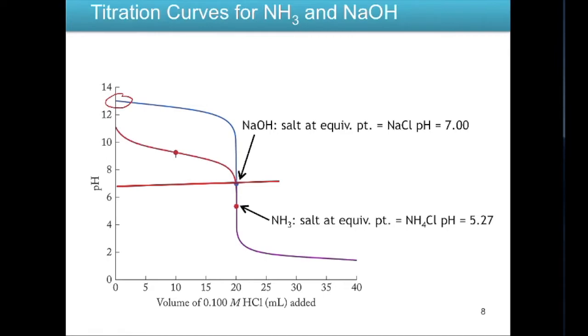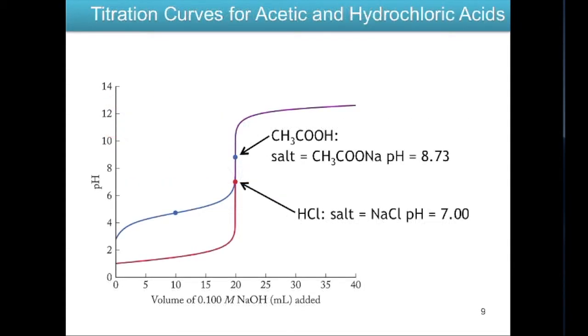The red titration curve shows a weak base, strong acid titration. We know it's a weak base as the analyte, again, because we start off at a high pH. And notice that the equivalence point in this case is less than 7. So this diagram shows the opposite situation.